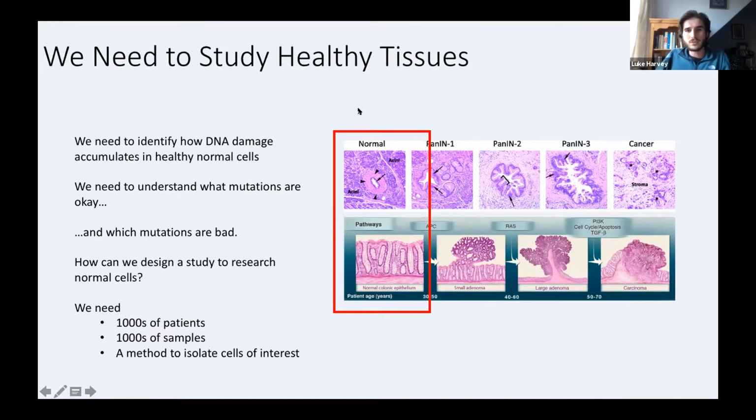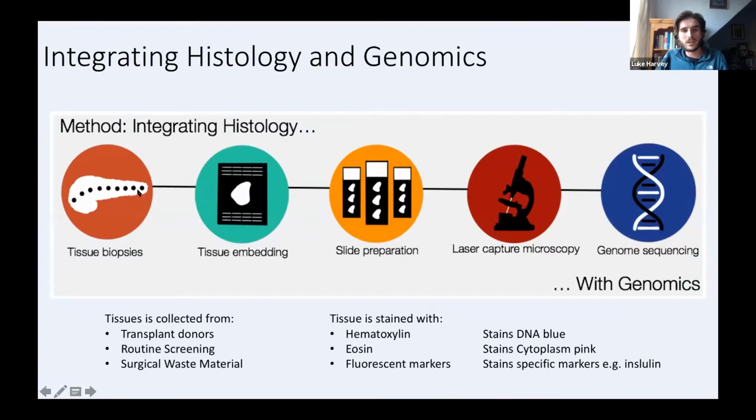At the Sanger Institute, we've developed a pathway where we can collect tissue samples from transplant donors. So when people have passed away and they leave their organs, we can collect these organs. We also collect routine screening samples, things like cervical smears and colonoscopies, and surgical waste material. When people have joint replacements, or any kind of plastic surgery and there's material left over, we'll happily collect that material. Then we embed this material and make slides from it. I'm sure in your biology labs, you've made slides of onion cells probably, but we do a similar thing with human tissue.